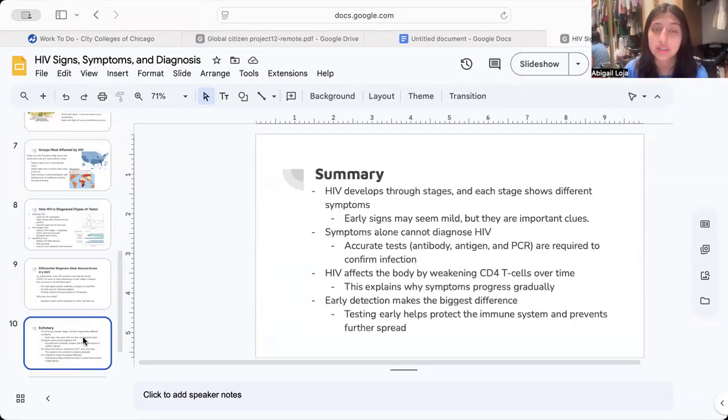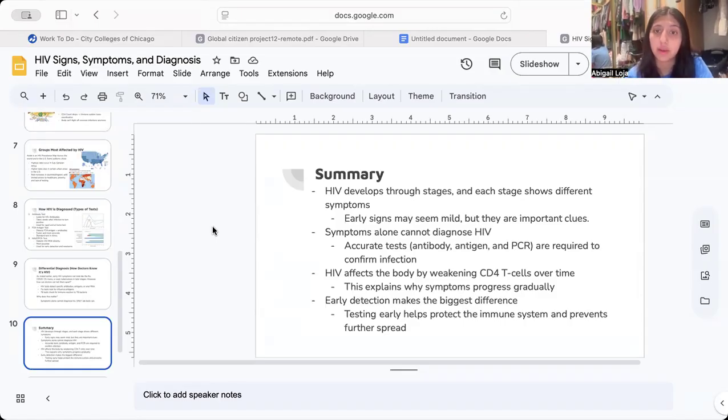And to summarize my presentation, HIV develops through stages, and each stage shows different symptoms. So early signs may seem mild, but they are important clues. Symptoms alone cannot diagnose HIV, so accurate tests like the antibody, the antigen, and the PCR are required to confirm infection.